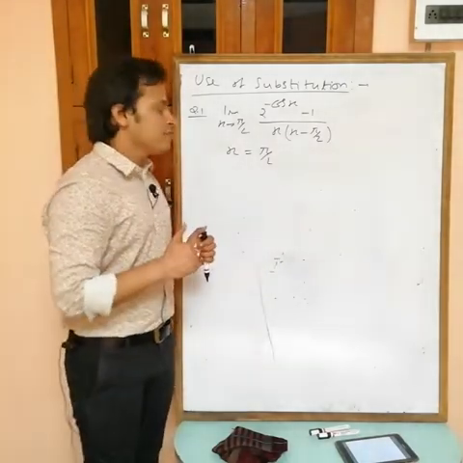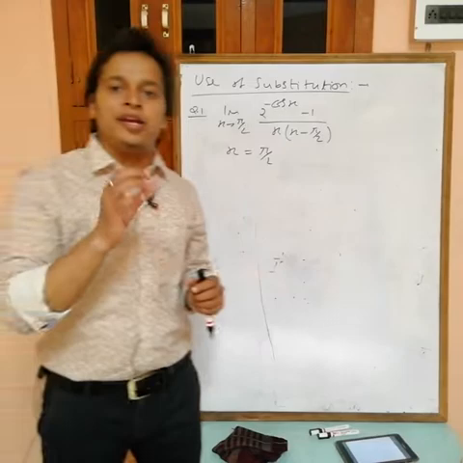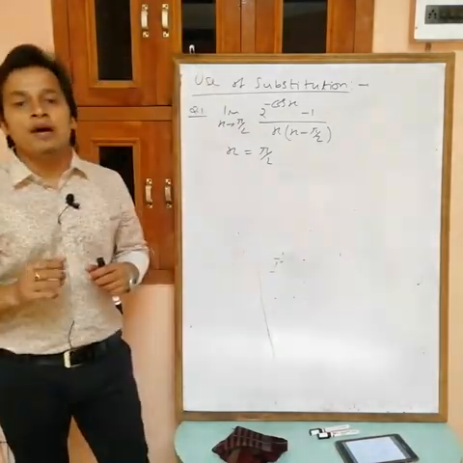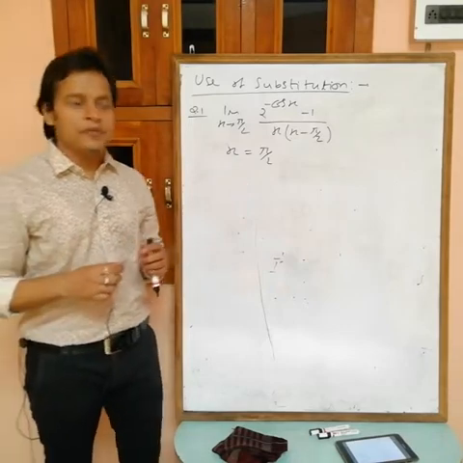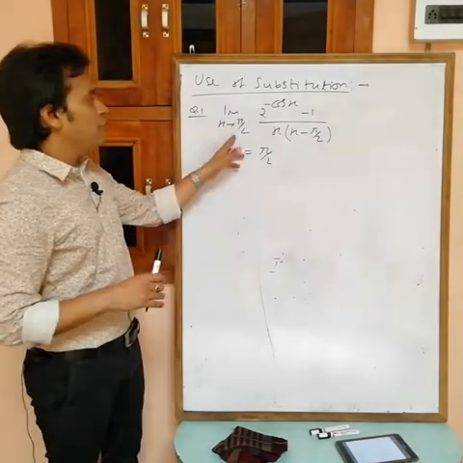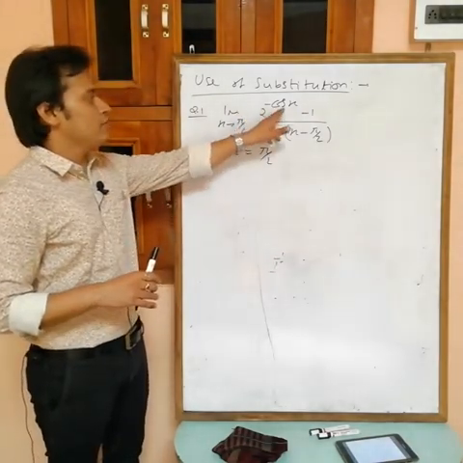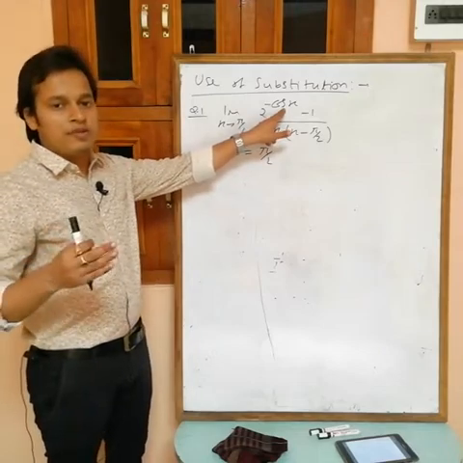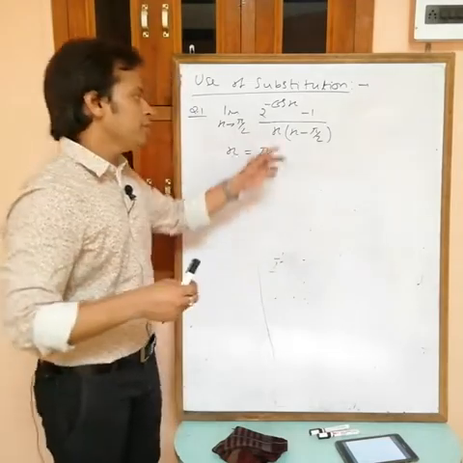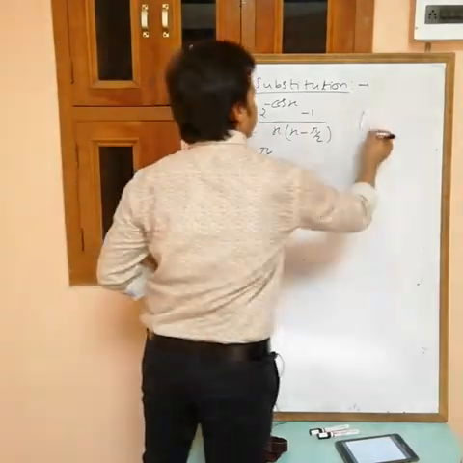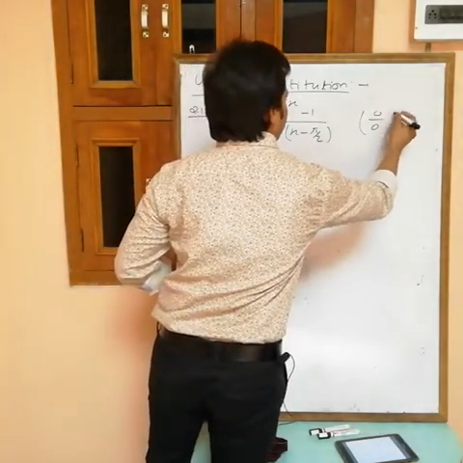If you are putting x equals to pi by 2 plus h, it means you are finding RHL. If you are putting x equals to pi by 2 minus h, it means you are finding LHL. And both are the same thing, because in this type of question, if you put pi by 2, what are we getting? 2 power cos pi by 2, cos pi by 2 is equal to 0, 2 power 0 is 1, 1 minus 1 is 0. You are getting 0 by 0 form.